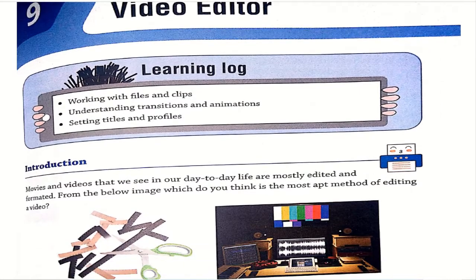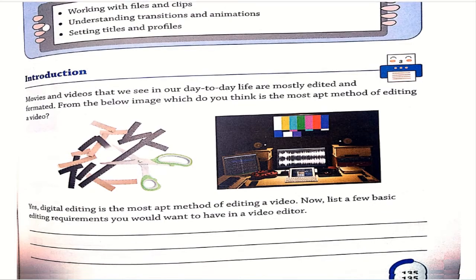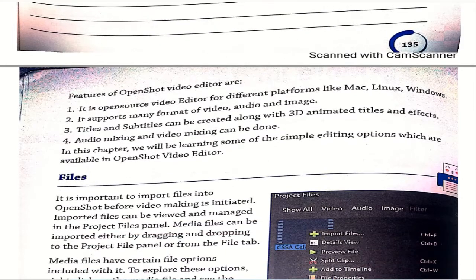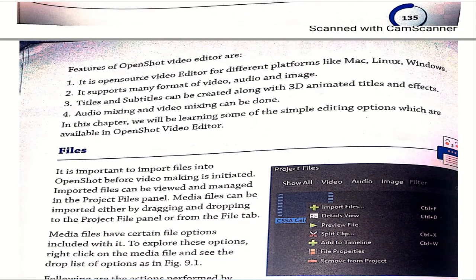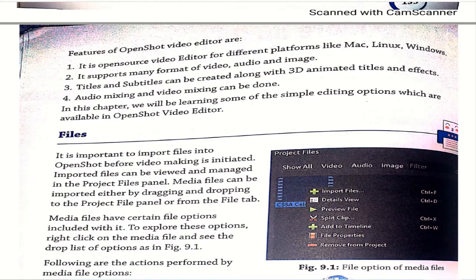So let us see. You are all using movies and videos in our day-to-day life, right? And mostly they are edited and formatted. So how to edit them? There are various software available through which we are editing. In this chapter we'll see how to use the OpenShot video editor for editing any movies or any videos.